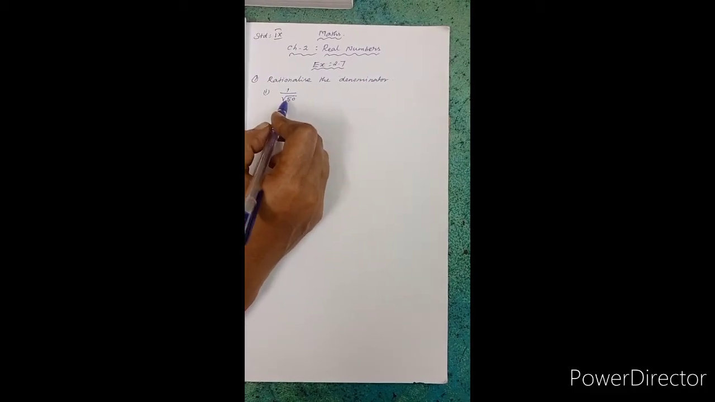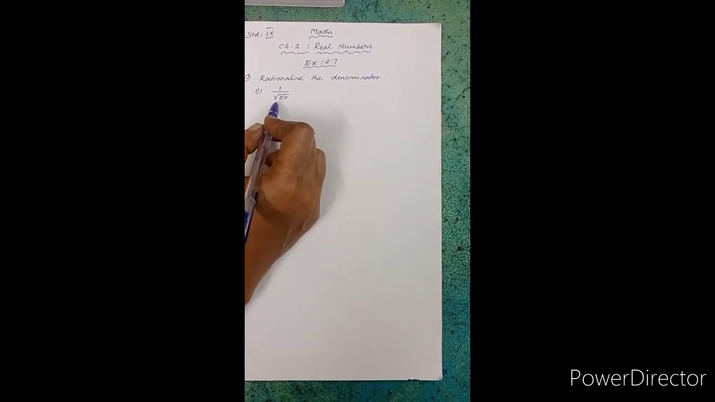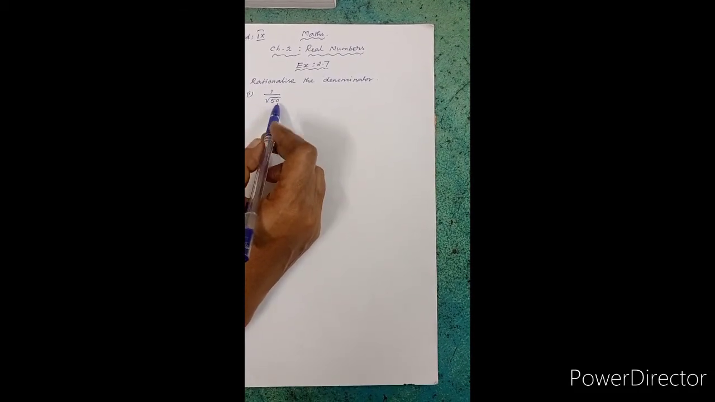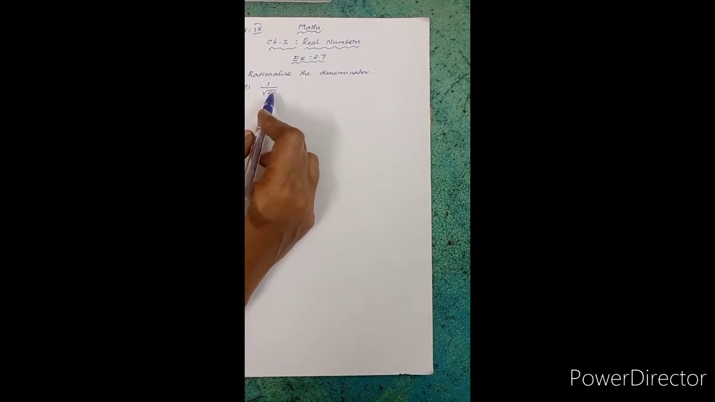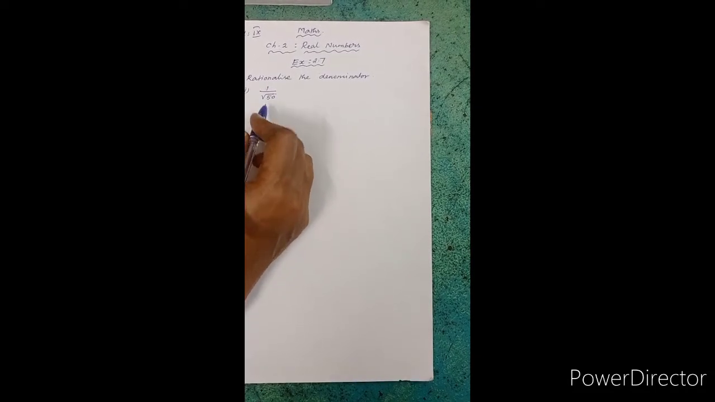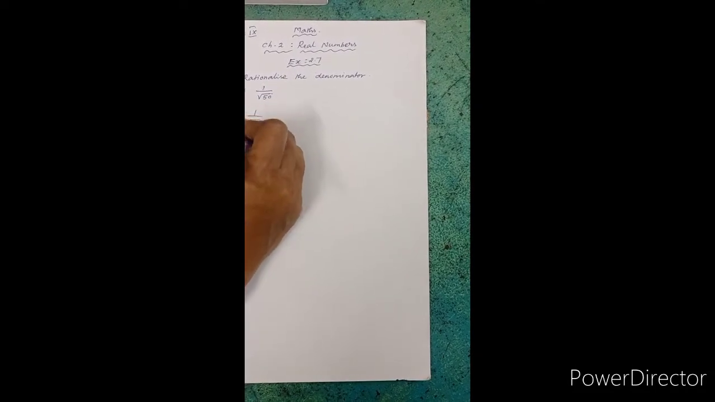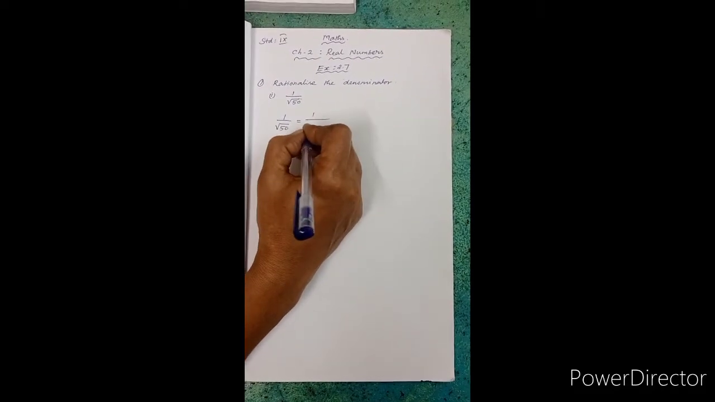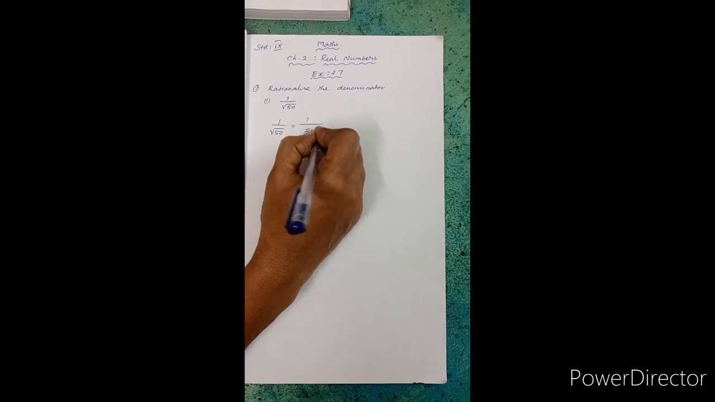Okay, we should remove the root. Then the number will become a rational number. Now this denominator, root 50, is an irrational number. We should remove the root. So first write 1 by root 50. That root 50 in the denominator can be written as root of 25 into 2.